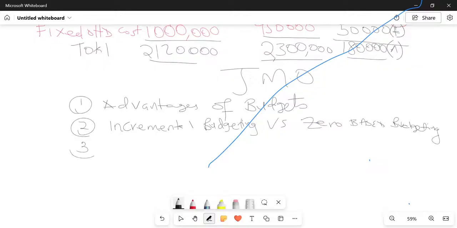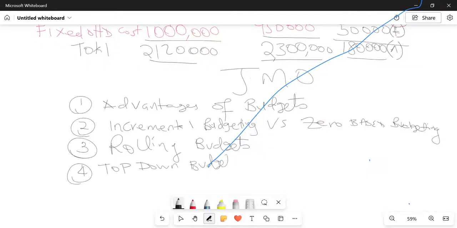Ladies and gentlemen, the last one, I want you to give me rolling budgets. What are rolling budgets? Last but not least, we have in this case differentiated between top-down budgeting versus bottom-up budgeting. Kama ile Dr. William Ruto.